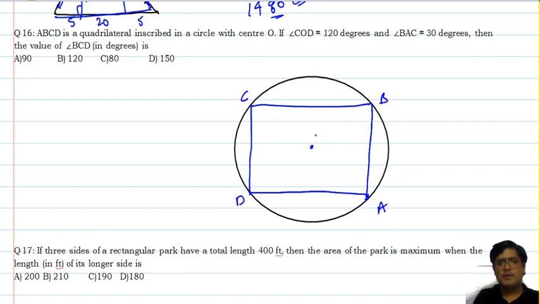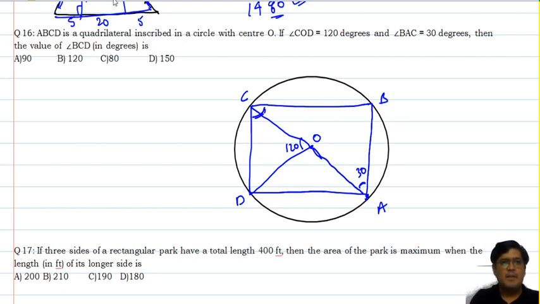O is the center. Now what degrees are given to us? COD is 120 degrees. Angle BAC, see, if I join this line here, angle BAC is given to us as 30 degrees. The question is, can you find angle BCD? We want this complete angle.